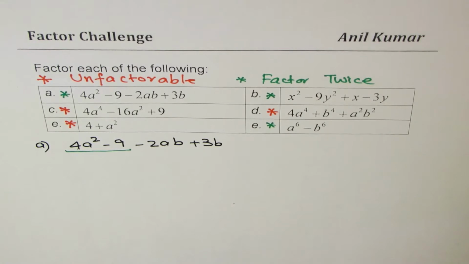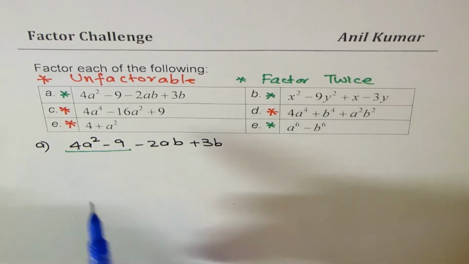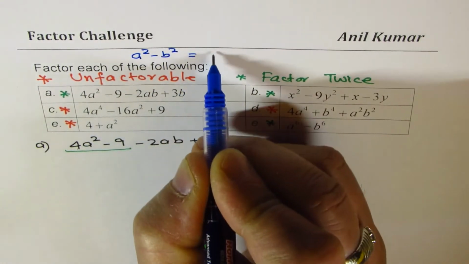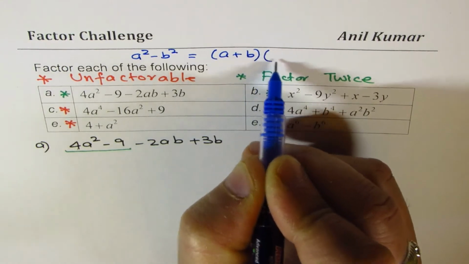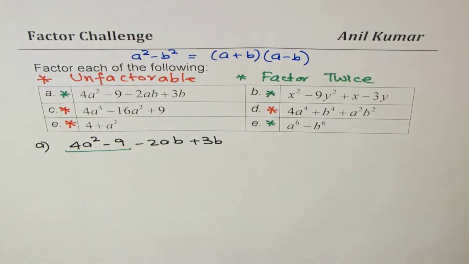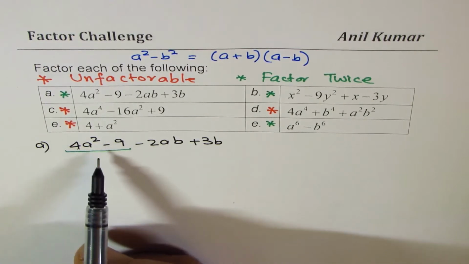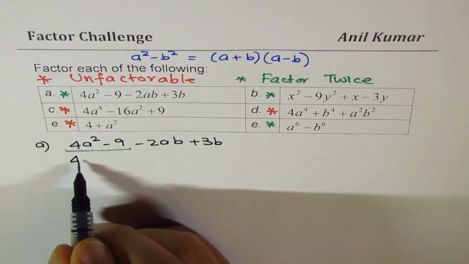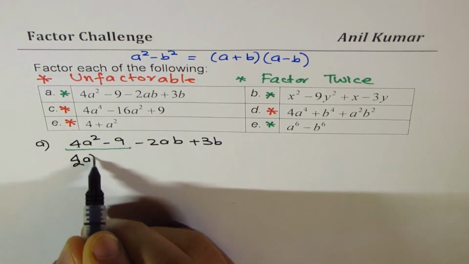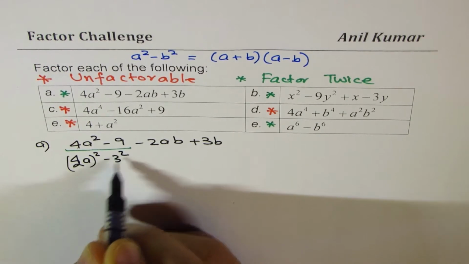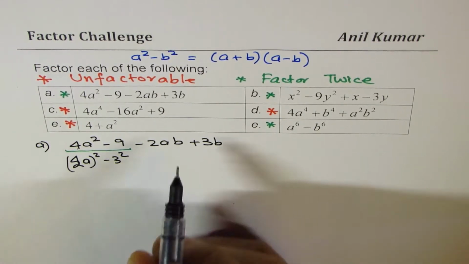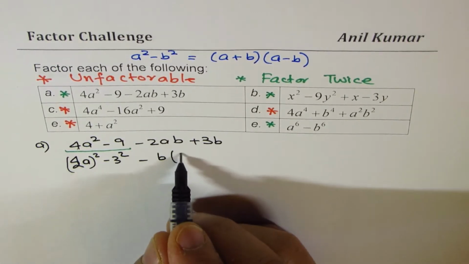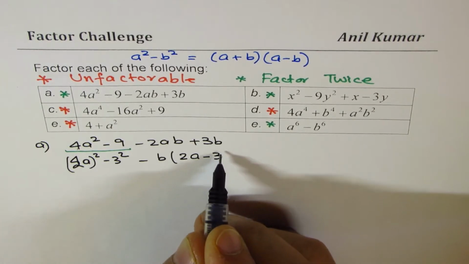So you could always do this by using a square minus b square equals a plus b times a minus b, right? So 4a square minus 9, let me go one more step and then I'll write it. Could be written as 2a whole square minus 3 square. So you can now see the difference of square, right? In the second half, we can always take b as common. So we get 2a minus 3.